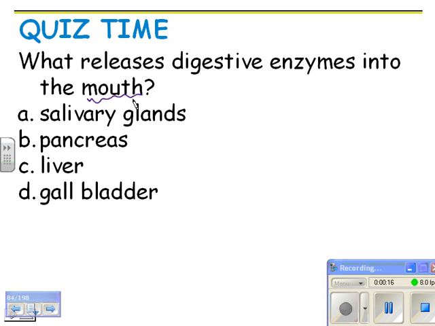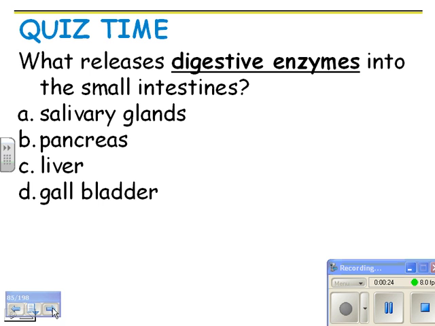If you think about the mouth, the liquid that's in your mouth is called saliva or spit, and the thing that makes saliva are salivary glands. What releases digestive enzymes into the small intestines? So we just said salivary glands make saliva into the mouth, so it would not be that.